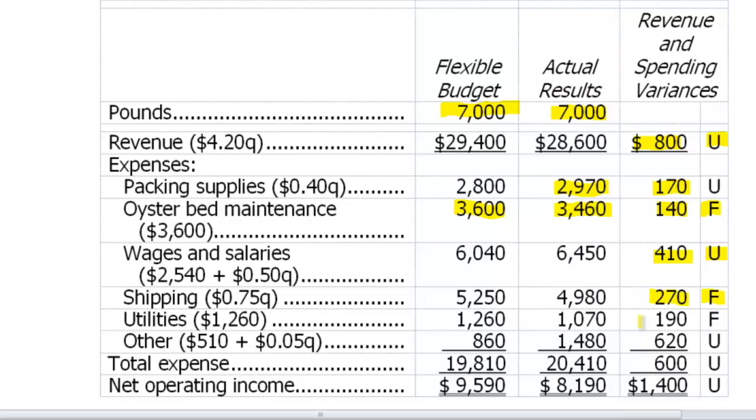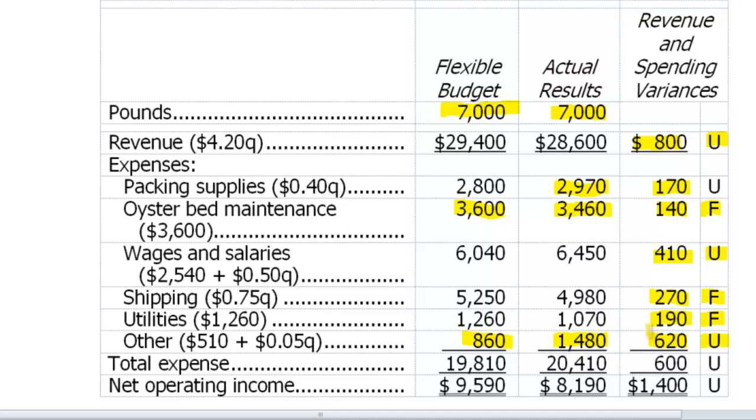Utilities were supposed to be fixed at 1,260. They actually came in at 1,070. That's a 190 variance. Let's figure out who renegotiated that contract and let's give them a little bit of a bonus. Let's give them some credit for saving the company that 190 on utilities. Or maybe it's just simply that Commonwealth Edison lowered our rates and that's why we came in at a lower amount. Other, once again, this is going to have to be explained. Why do we have 620 of unfavorable variance? We expected it at 7,000 pounds to be 860, but it actually came in at 1,480.